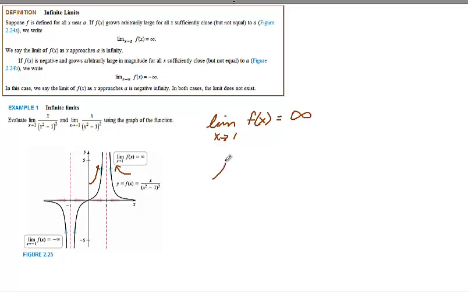Next, we'll look at this limit as x goes to negative 1 of f of x. So I'll look at both the left and the right limit. The limit from the right is negative infinity. The limit from the left is negative infinity. This limit exists.